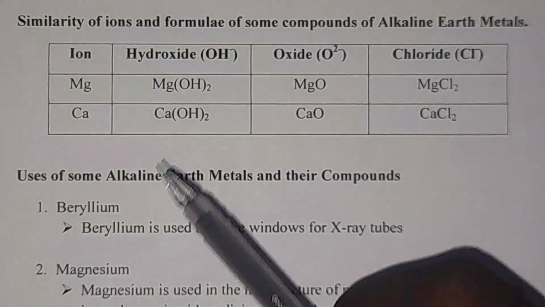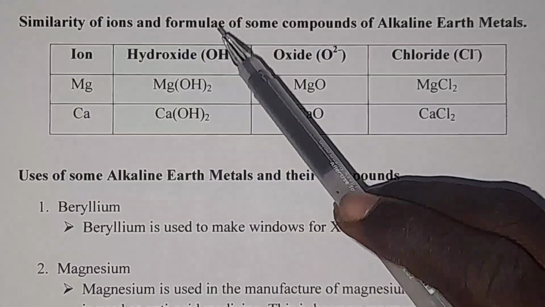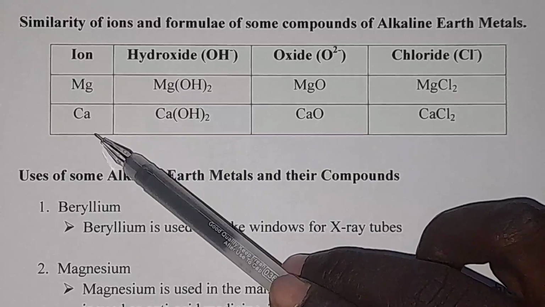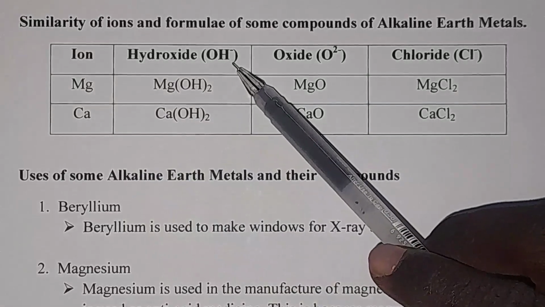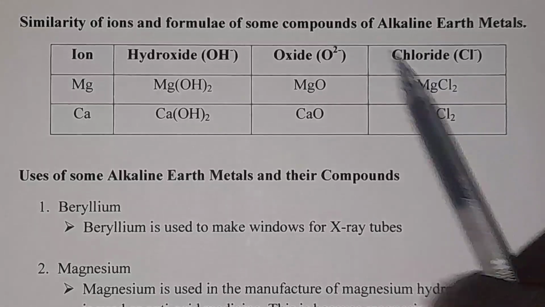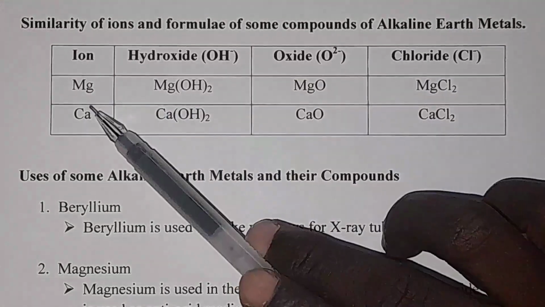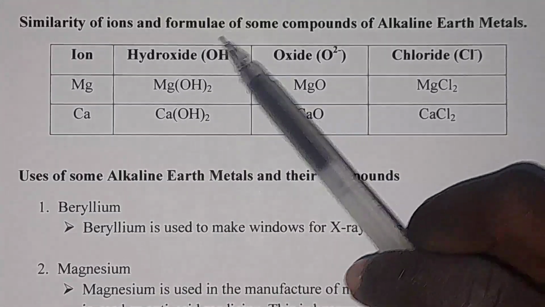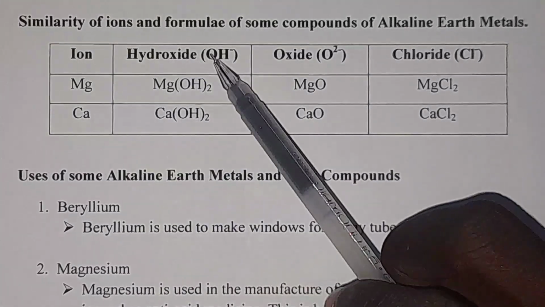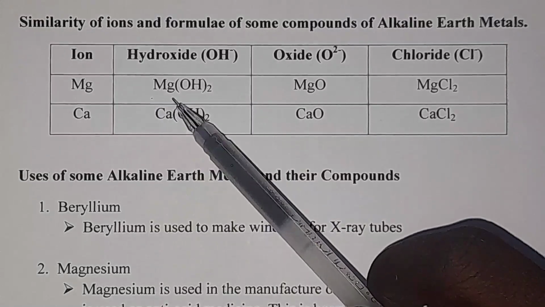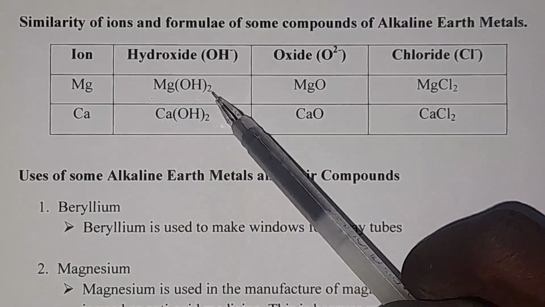So next we want to go to similarities of ions and formulas of some compounds of alkaline earth metals. We have the ions of magnesium and also calcium. We have hydroxide ion, oxide ion and also chloride ions. So what is the formula of the compound formed when magnesium reacts with hydroxide ions? We are going to get magnesium hydroxide, which is written Mg(OH)2.